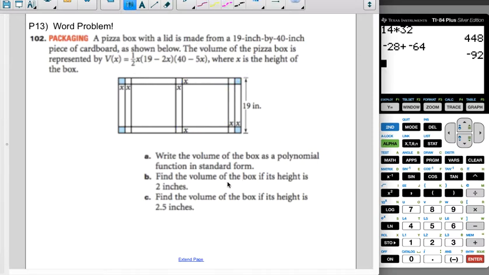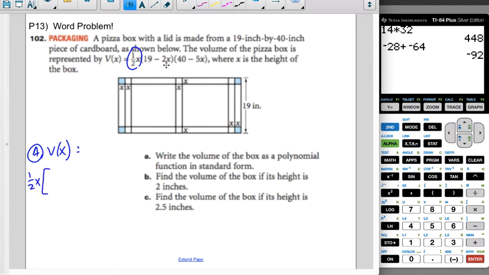So write the volume of the box as a polynomial in standard form. That just means FOIL everything out. I'm going to save this for later. So when I go to do A, I'm going to say V of x equals, and I'm going to leave the 1/2 out in front with the x while I FOIL everything else.